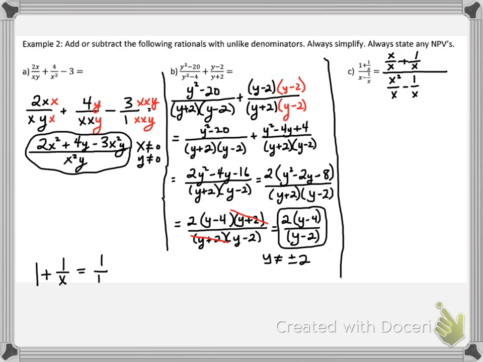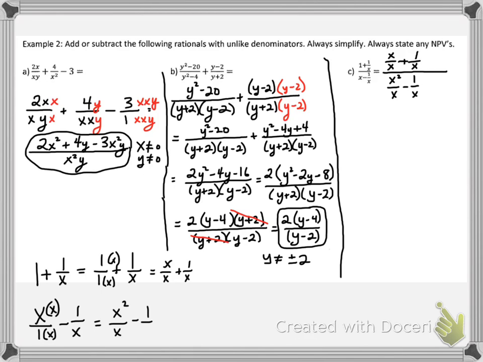But before I do that, I just want to explain how I got to that position. On the top, 1 plus 1 over x is 1 over 1 plus 1 over x, and then I can times the top and the bottom by an x to get x over x plus 1 over x. The bottom, x over 1 minus 1 over x, means I'm going to multiply the top and the bottom by x to get x squared minus 1 all over x.